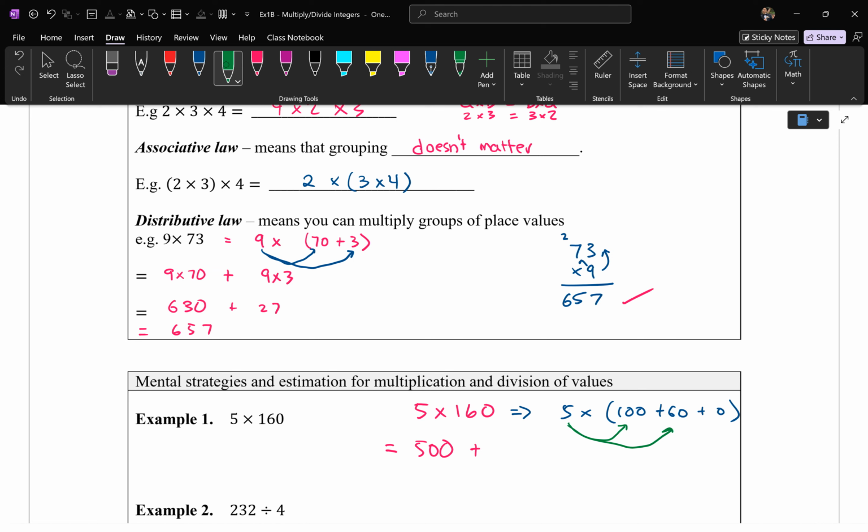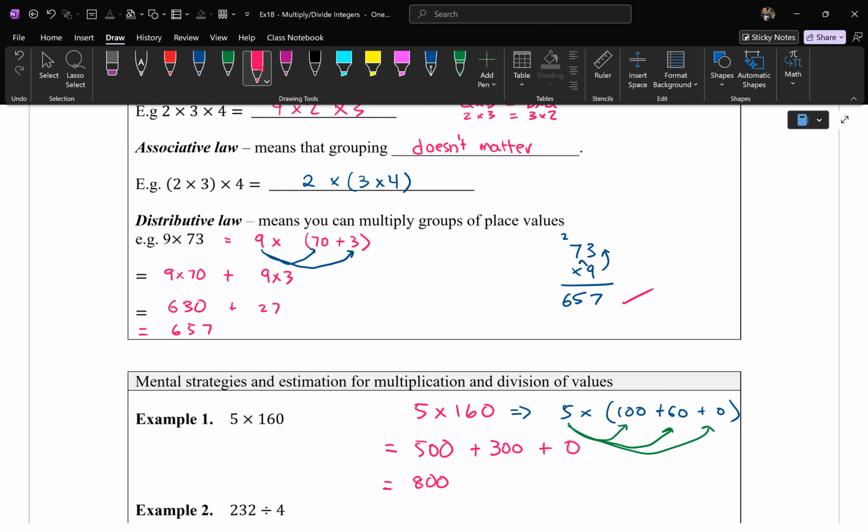Yes, very good. 5 groups of 60 is like saying 5 times 6 and add on the 0. 5 times 6 is 30. Add on the 0. 300 plus 5 groups of 0. Well, it's just 0. So really, in my head, all you have to do is 500 plus 300. What's the answer? Close. 800. Okay? So that's a mental strategy.